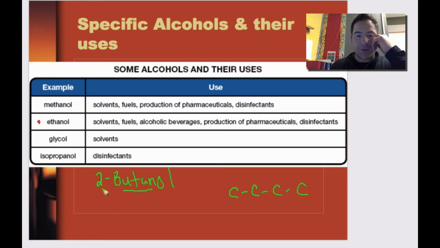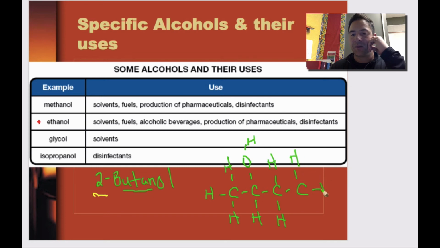Now this 2 here is going to represent where my hydroxyl is going to be located. So if I number these 1, 2, 3, 4 from left to right, I'm going to put my branch right here. So I'm going to have an O and an H branched off, which means that all the remainder would be hydrogens all the way around here. Okay, so I can keep filling these in, and I have my 2-butanol. Remember, these carbons can have 4 bonds around them.